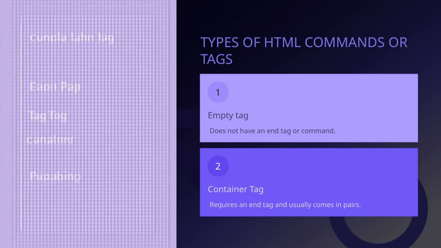Understanding the difference between these two is key because it helps us write correct and efficient HTML. Empty tags are quick and simple, while container tags give us the flexibility to structure more complex content. This distinction ties into the overall theme of building well-formed, organized web pages.